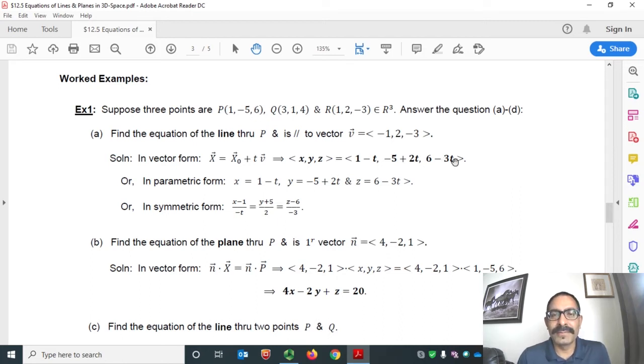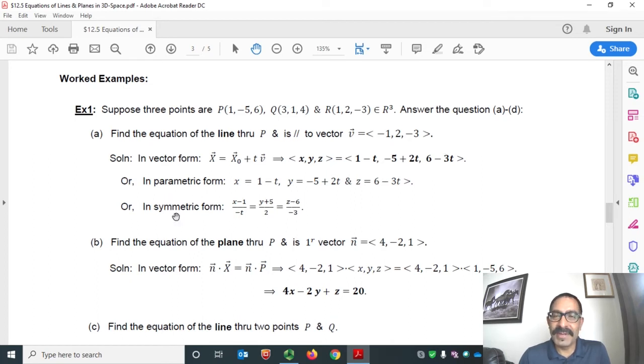We're done. So short and sweet. Now, in parametric form, simply write this in here: x equals 1 minus t, y equals minus 5 plus 2t, and z equals 6 minus 3t. We're done.